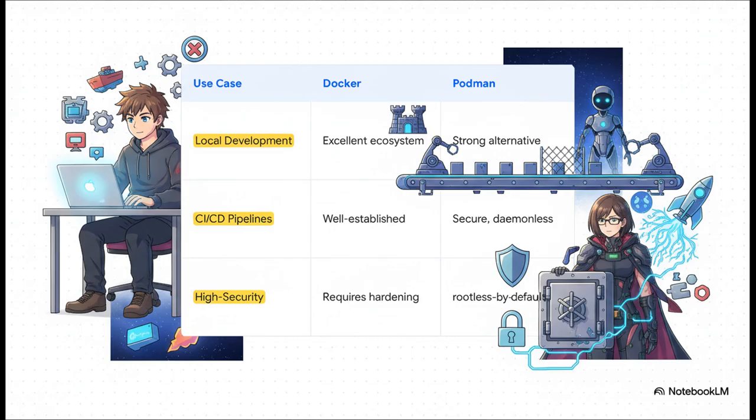For your day-to-day local app development, Docker's mature ecosystem, with things like Docker Desktop, is still an excellent choice. But Podman is a really strong, lightweight alternative. For CI/CD pipelines, where automation and security are absolutely key, Podman's daemonless architecture is often perfect. And for those high-security environments, well, Podman is the clear favorite there, thanks to its rootless by default security.